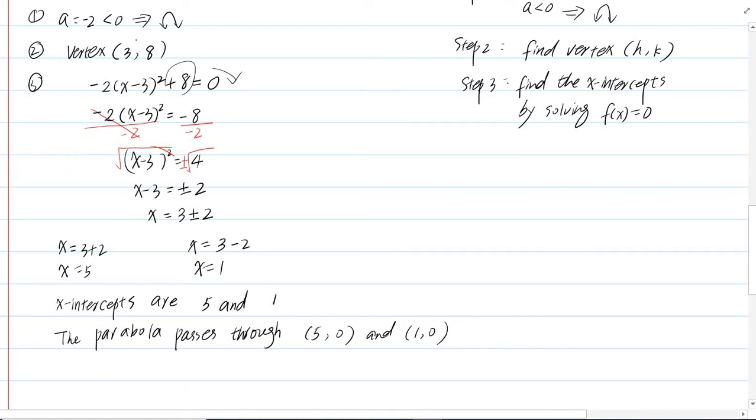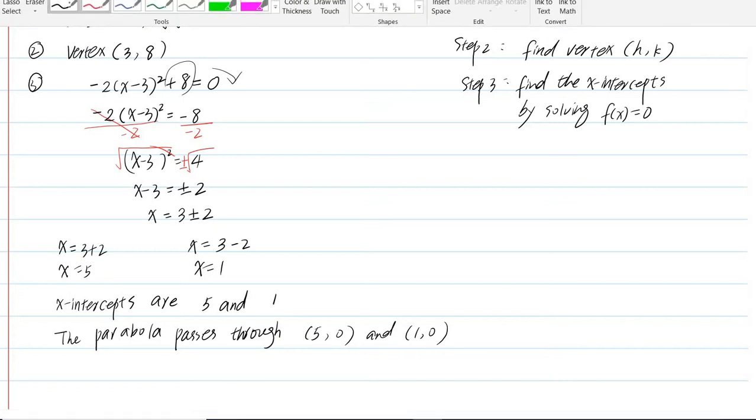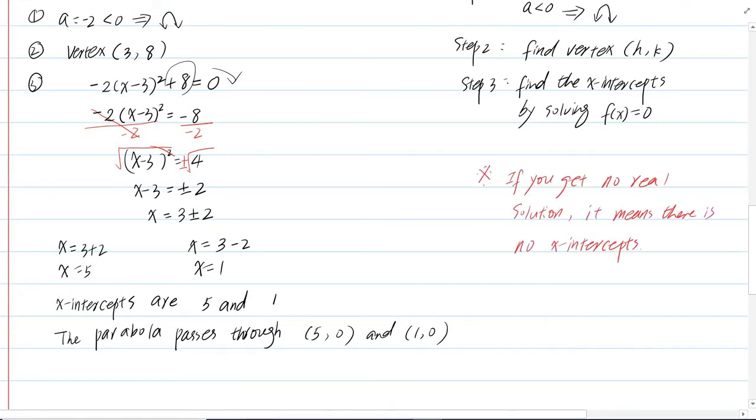Something important I want to mention: for step 3, if you try to solve it and you get no real solution, it means there are no x-intercepts. That would look like something like this. No x-intercepts, like something like this, right?